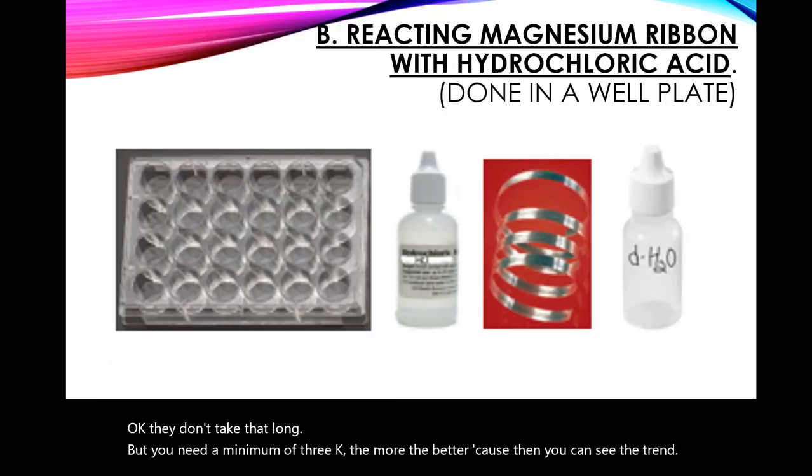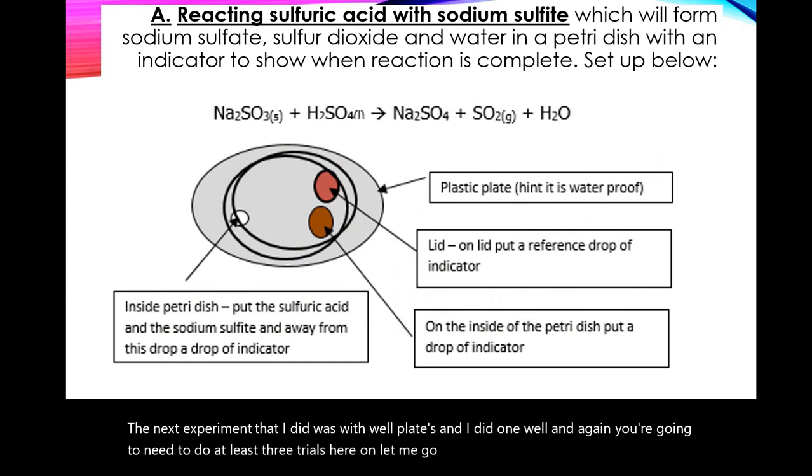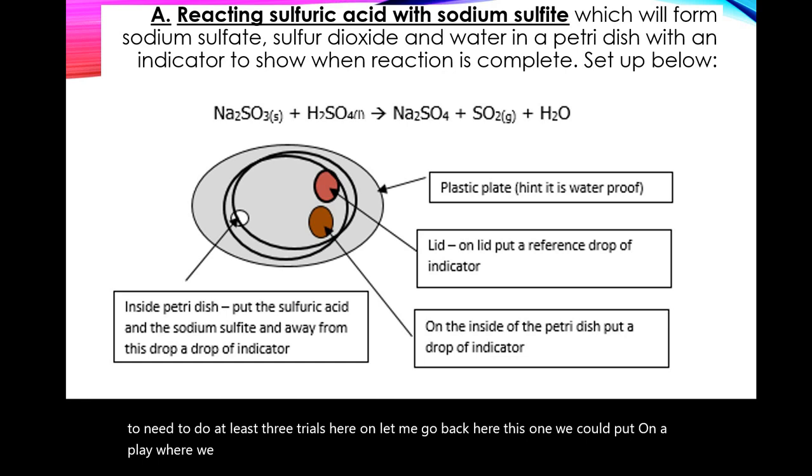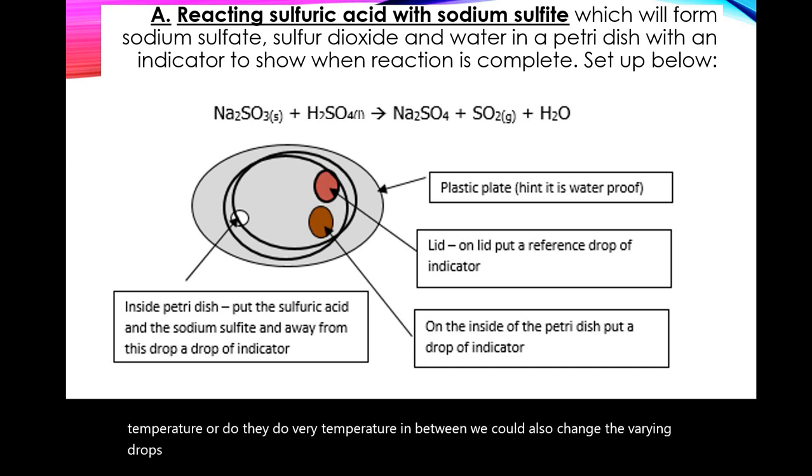The next experiment that I did was with the well plates, and I did 1 well. And again, you're going to need to do at least 3 trials here. This one we could put on a plate where we put ice on the bottom, or put hot water on the bottom, or just did it at room temperature, or did it at a varying temperature in between. We could also change the varying drops, so the concentration. This one was not good for particle size, remember, because there's no particles to cut up.